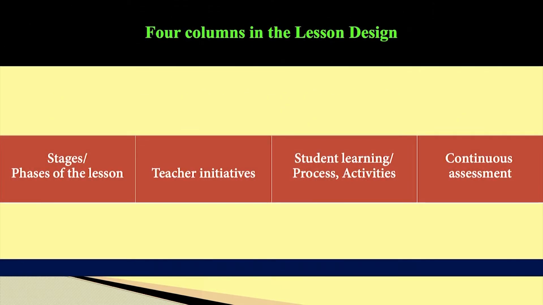You will have noted that the lesson design has 4 columns. The first column is about the stages or phases of the lesson. The second column specifies the initiatives by the teacher in the class. The third column, the activities and processes in the class to ensure student learning. The fourth column lists the questions to ensure continuous assessment as the lesson progresses.